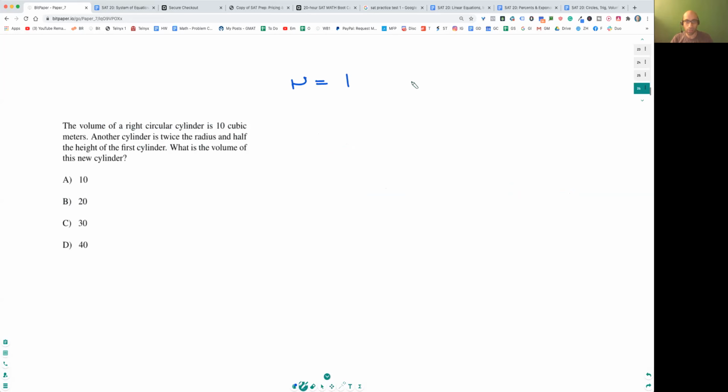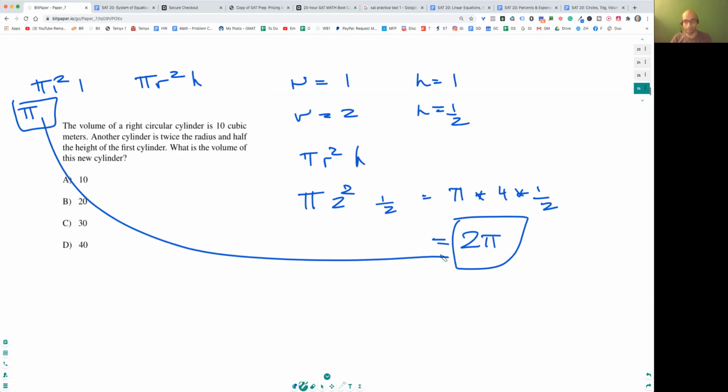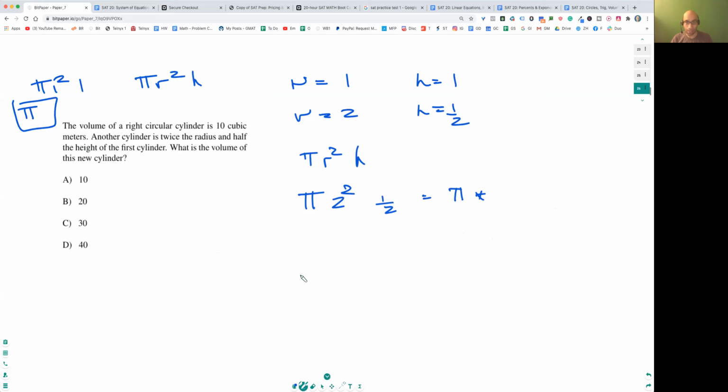If you have a cylinder with radius 1 and height 1, what happens if its radius becomes 2 and the height becomes half? Just think about it. The first one is pi r squared h, so it's pi times 1 squared times 1, which is just pi. That's the volume of this one. What happens to the second? You get pi r squared h, which is pi times 2 squared times half, which is pi times 4 times half, which is 2 pi. So pi became 2 pi, which is why the answer is the same: it doubled in value. So the 10 becomes 20.